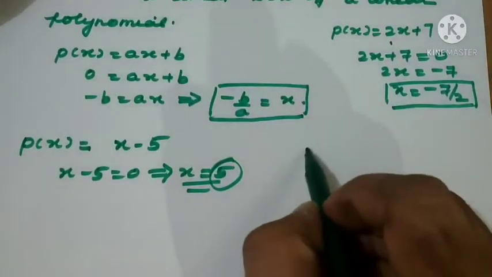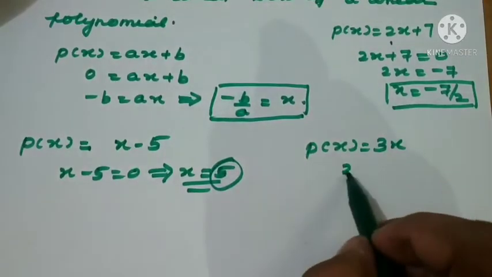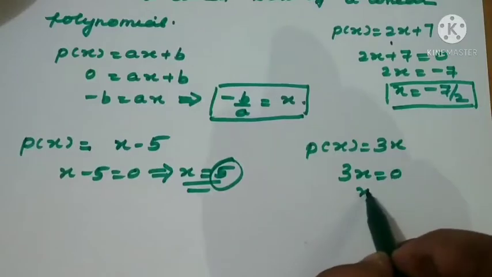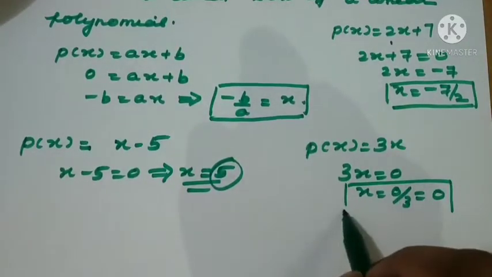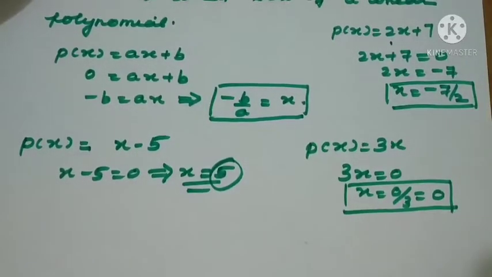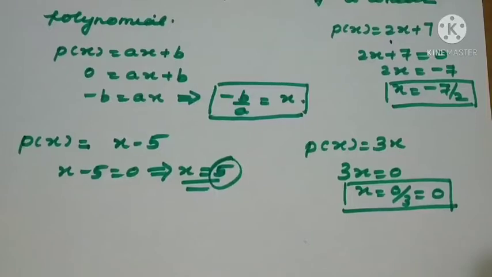Let me take another example. p of x equal to 3x. So 3x equals 0, x equals 0 by 3, which is equal to 0 only. So 0 is the zero of the polynomial. The number 0 is called the zero of the given polynomial p of x equal to 3x. So we equate this to 0. The same way we can calculate for any linear polynomial. We have done with the examples here.